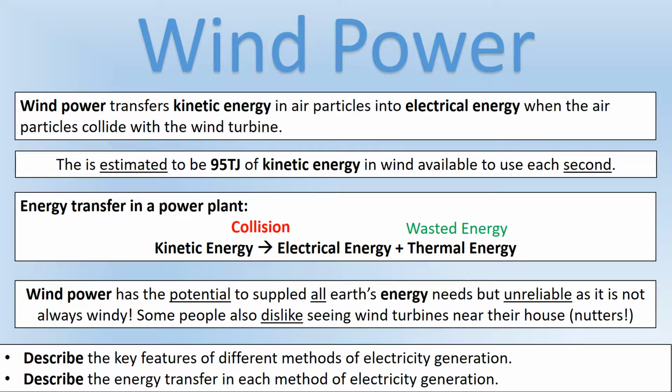But the transfer process we get for a wind turbine is kinetic energy from the air. The air particles collide with the wind turbine, which causes it to spin. So we've still got kinetic energy, and then that spins a generator and generates the electrical energy and also some wasted thermal energy there. So that's the energy transfer process.